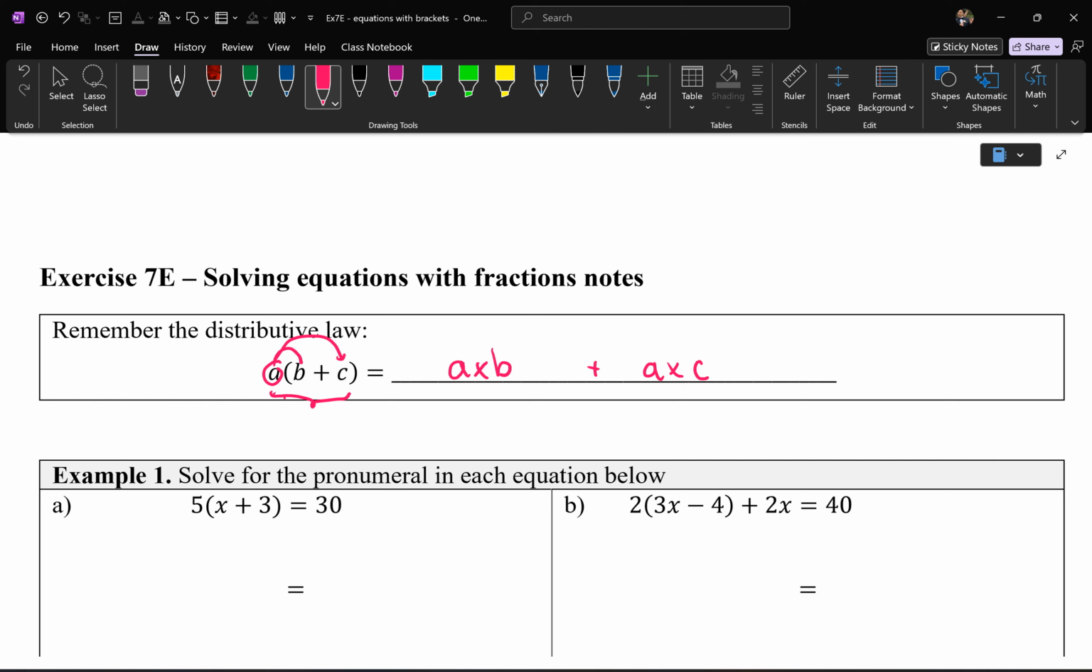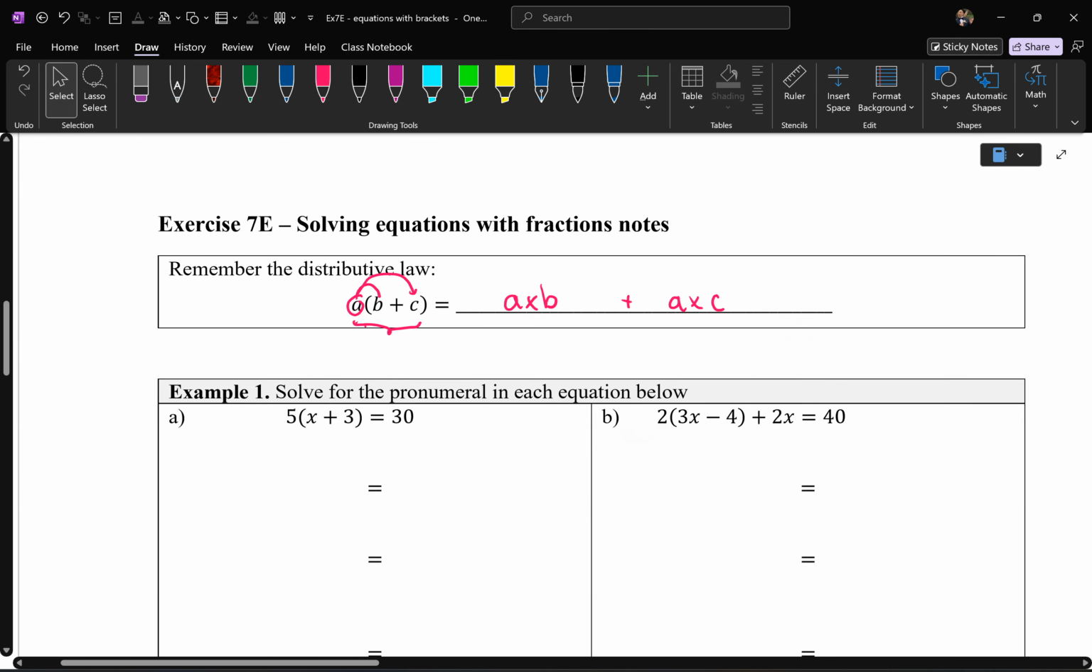Copy that down, boys. Whatever's on the laptop, it is not what I'm currently doing. So let's focus. Lock screen. Okay, cool. Copy these down. A times B plus A times C.